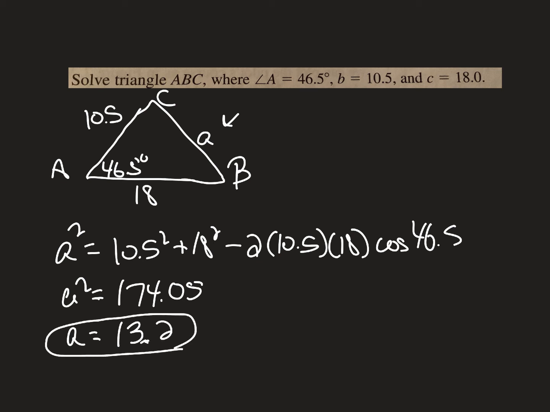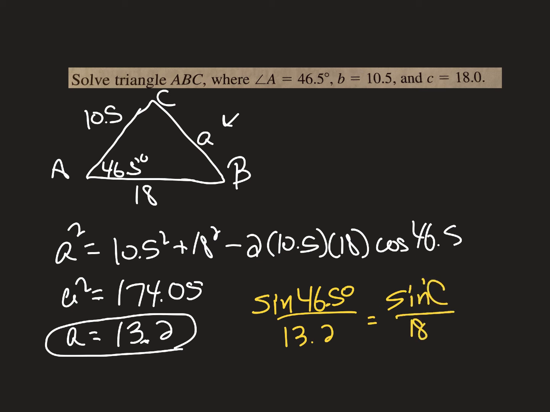Right, now that's all the sides. Now that I've got that one, I can use law of sines to find the other angles. So I have sine of 46.5 degrees over the side I just found, 13.2, over sine of, let's go C. Let's find the bigger angle first every time. C over 18. And I'm just going to cross multiply like I've been doing.